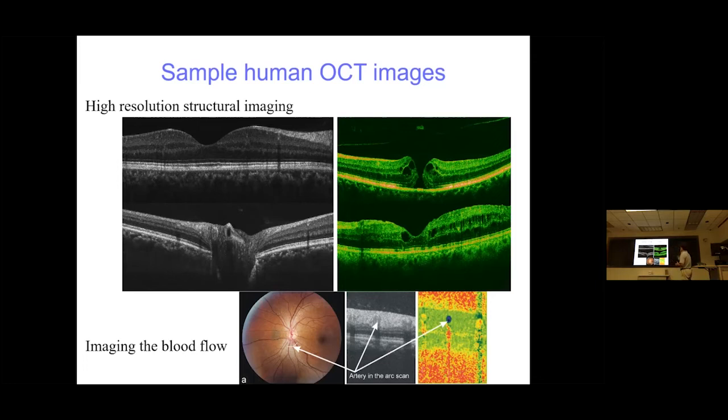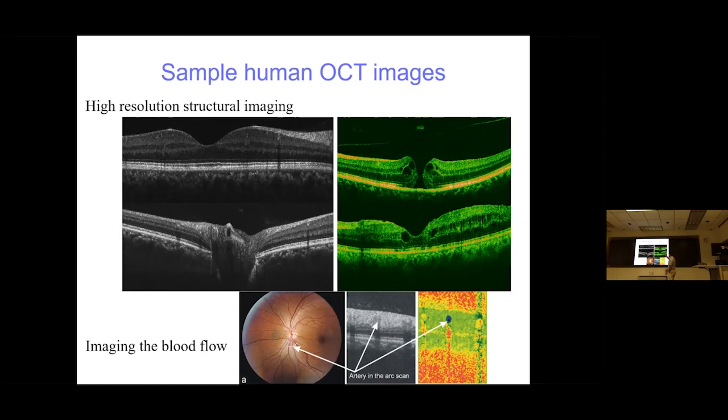On the right, those are diseased retinas. Now you can see the change of the structure and also the diseased location. The first one is a macular hole. Some of you may have already known that. And then the lower one is, I think, diabetic retinopathy. I can't remember the details.